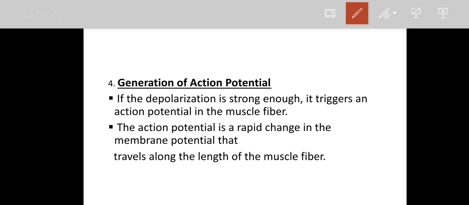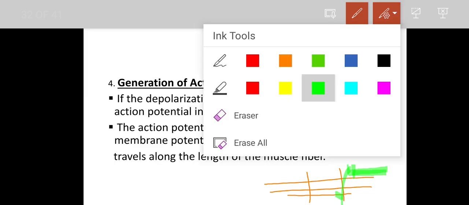The action potential is a rapid change in the membrane potential that travels along the length of the muscle fiber. Remember, the structure is like this, right? We have T tubules here. So the first step is that whenever an action potential has been generated, before it can use the T tubules to move downwards, it first travels along the length of the muscle fiber. I believe we are together there.